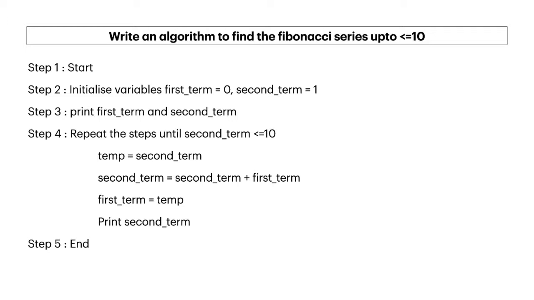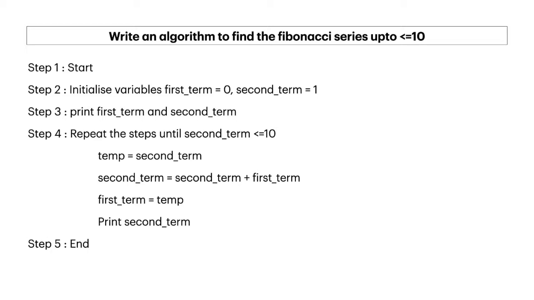In fourth step we have control flow statements. We will repeat some steps until the second term is less than or equal to 10. So the first step we would do is we would initialize one more variable, that is temp. The variable would be equal to second term. Then the second term would be calculated as second term plus first term. So we are calculating the next second term by addition of previous two terms.